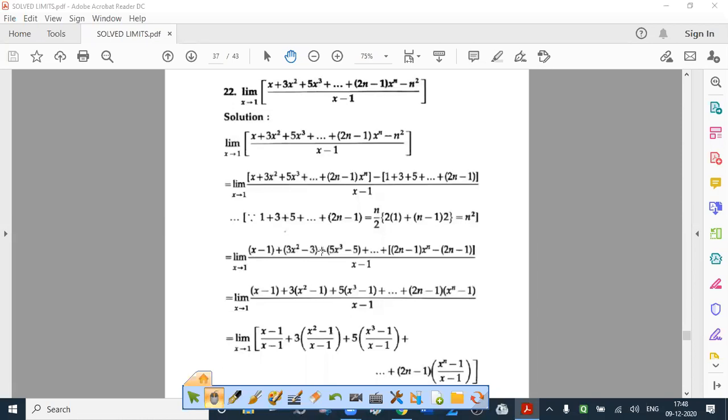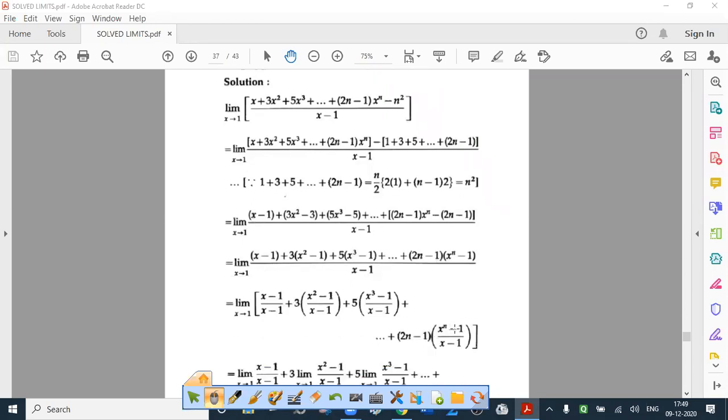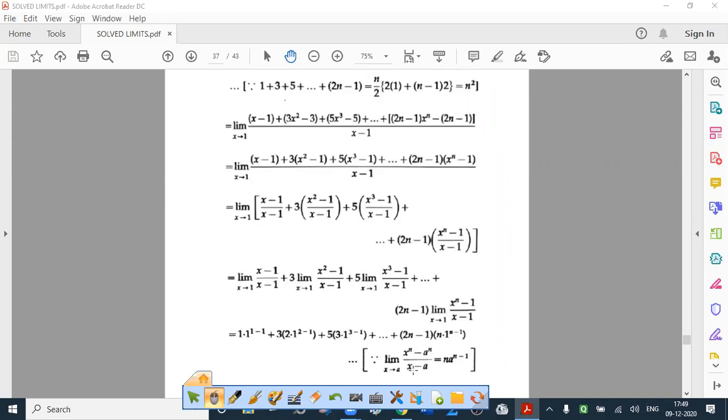And therefore you can see this one. Split the numerator, x minus 1 upon x minus 1. Before that, take 3 common from these two terms. So 3 into x square minus 1 upon x minus 1, plus 5 into x cube minus 1 upon x minus 1, up to what? 2n minus 1 into x raised to n minus 1 upon x minus 1. Now you know the standard limit. The answer for this one is n into a raised to n minus 1.